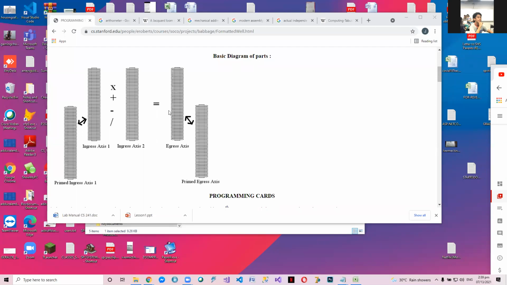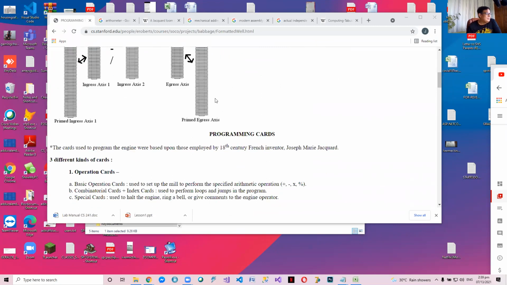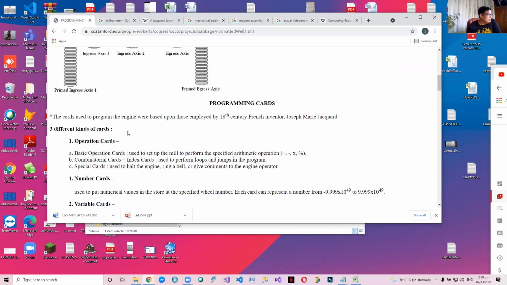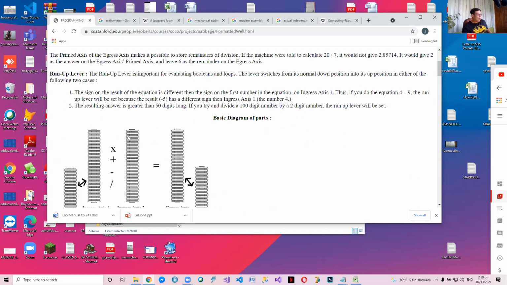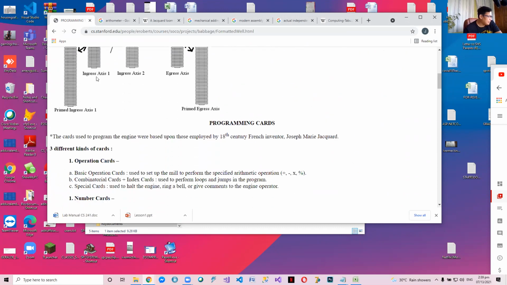Do you follow? Ang egress axis naman, during a division, the quotient is in the egress axis and the remainder is in the prime egress axis. Tama ba ako? Oh, the remainder of division. Do you follow? So mga rotating wheels lang ito, no? This is the mill. Now, there's a run-up lever, no? We'll study the run-up lever later.